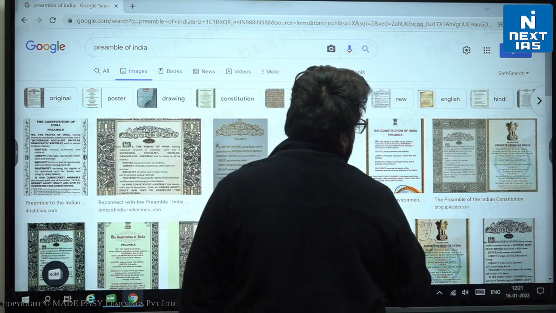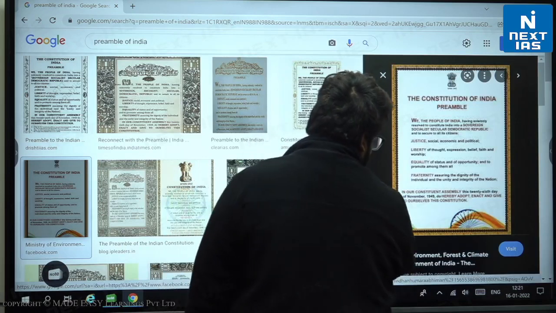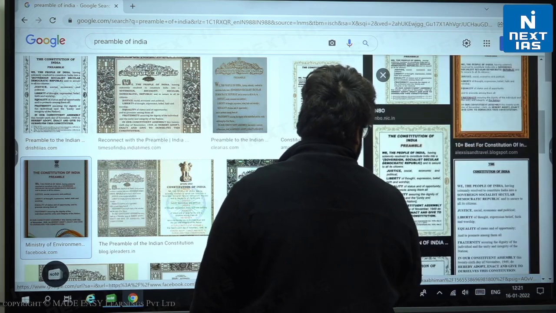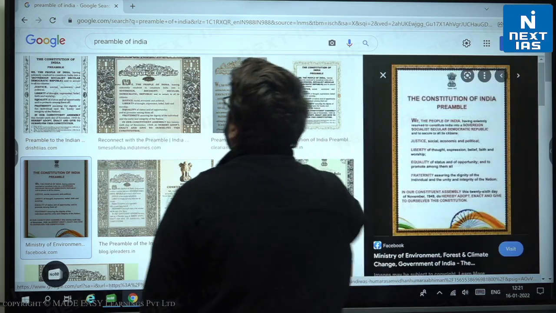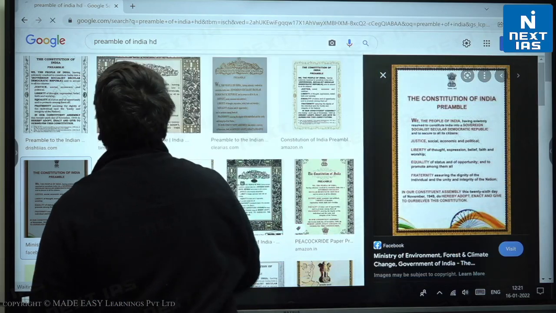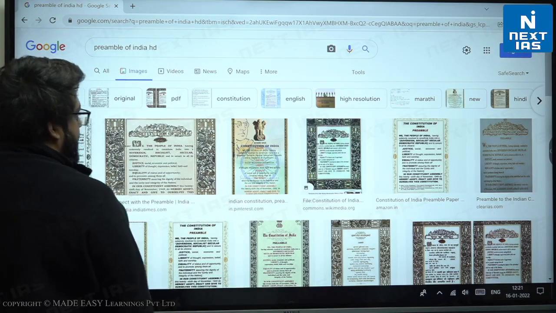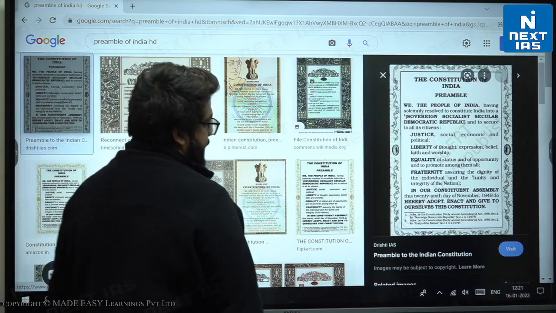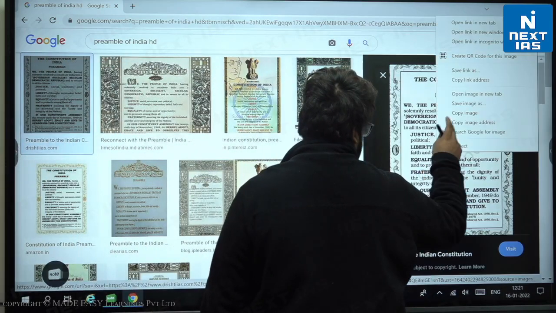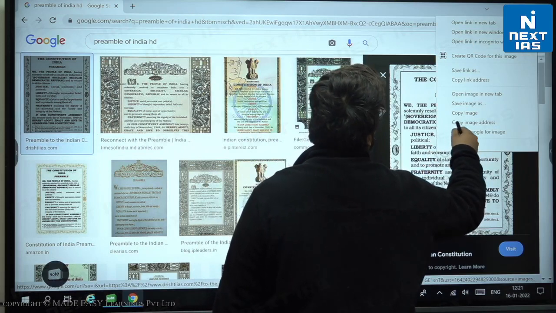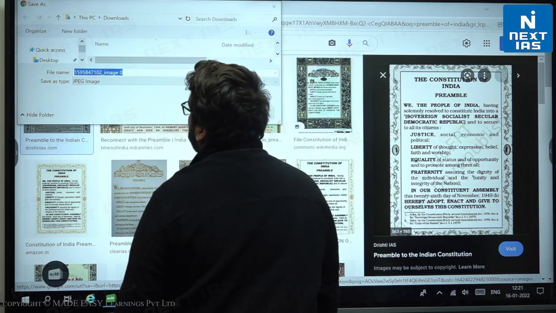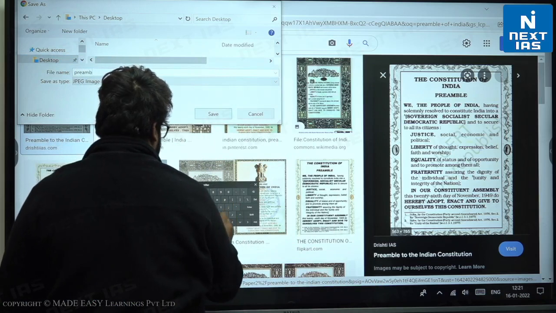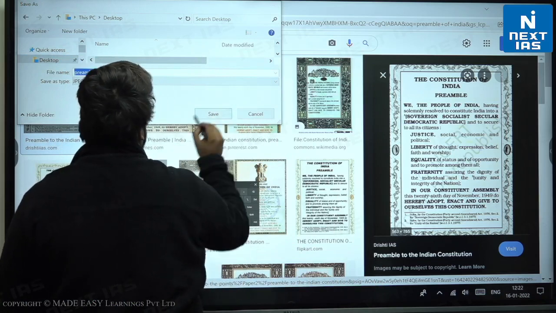So for example, let us say we take this image. Now we'll have to check the dimensions of this image, so that it's easy and visible to everybody. Preamble of India HD. Okay, so let us say we take this for example. Yes, this seems like a very good image. So we are going to save image on the desktop. Save.